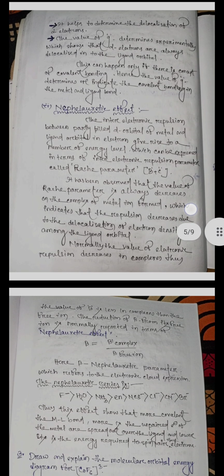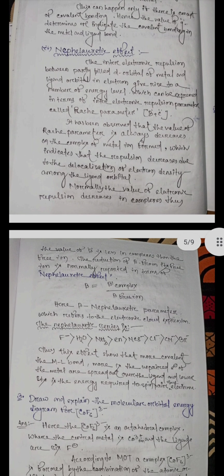Normally, the value of electronic repulsion decreases in complex, thus the value of beta is less in complexes than the free ion. The reduction of beta from its free ion is normally reported in terms of nephelauxetic effect. Beta equal to beta complex divided by beta free ion. Beta is the nephelauxetic effect parameter, which refers to the electronic cloud expansion.